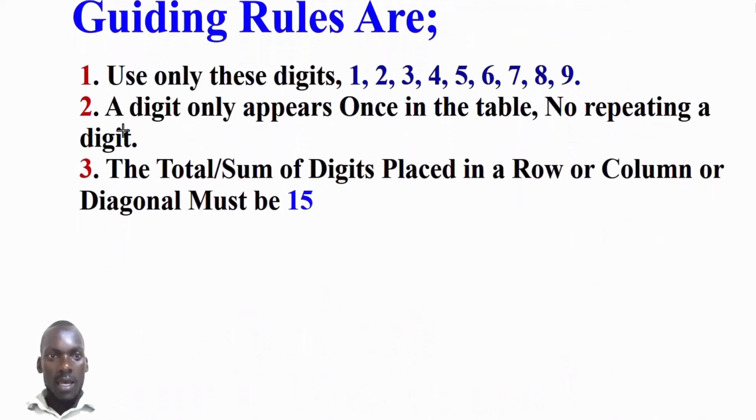Then rule number 2. A digit only appears once in the table. No repeating a digit. So if you are filling in, we should not repeat a digit. Rule number 3. The total or sum of digits placed in a row or column or diagonal must be 15. So in other words, the sum of the digits placed in a specified row, a column, or a diagonal must be 15. We have to take note of this so that we can still be on track.